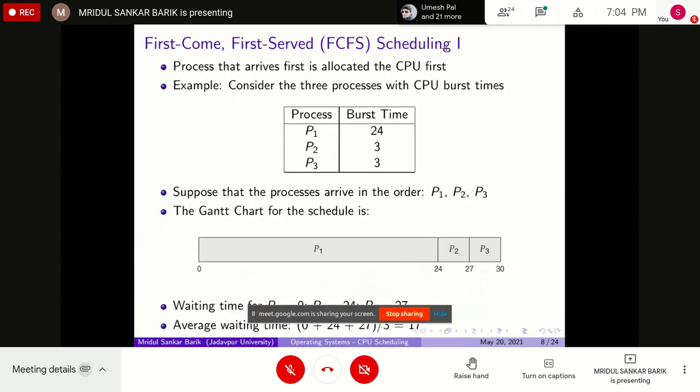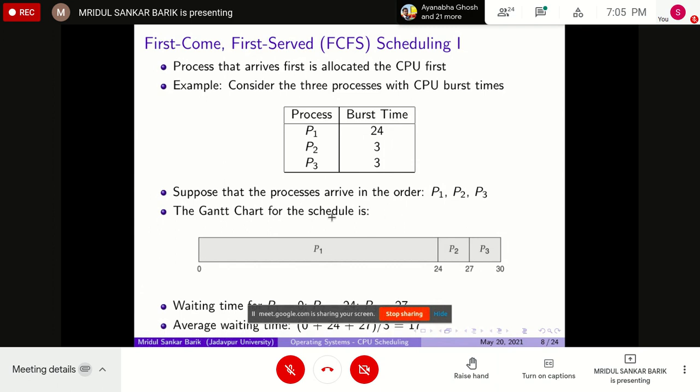The basic scheduling strategy is first come, first serve. Whosoever comes first would be scheduled first. Let's take this example. Processes P1, P2, P3 have CPU burst times of 24 units, 3 units, and 3 units. Suppose they all come at time 0, in this order: P1 followed by P2 followed by P3.